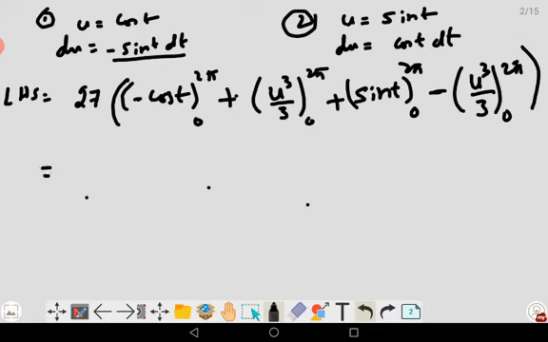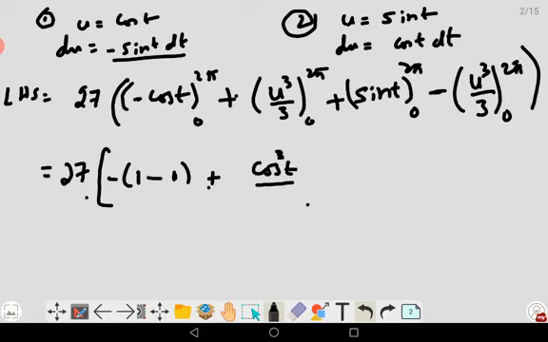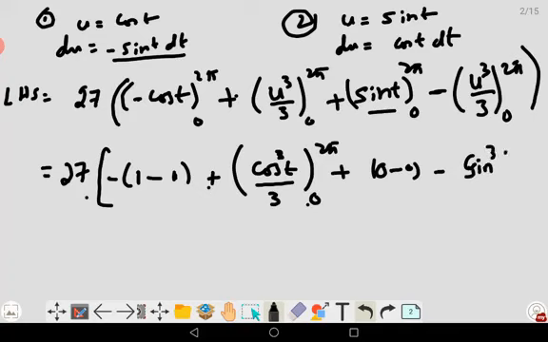That's it. Now substitute the upper and lower limits. 27 is outside. Minus cosine 2π, where the minus is outside. Cosine 2π is cosine 0, which is 1, minus cosine 0 which is 1. 1 minus 1 is 0. First term becomes 0. Second term, u cube is cosine cube t over 3 from 0 to 2π. We'll do it next step. Here sine 2π minus 0 is 0. Finally here u is sine cube t divided by 3 from 0 to 2π, and this sine is 0 because at both 2π and 0 the sine is 0. The last term will also be 0.